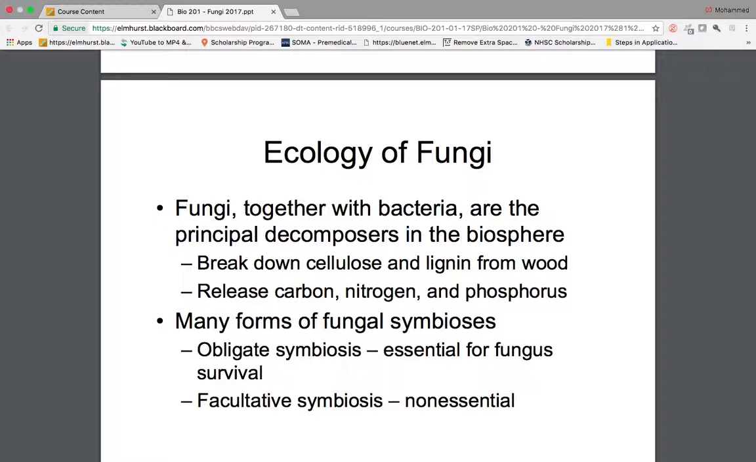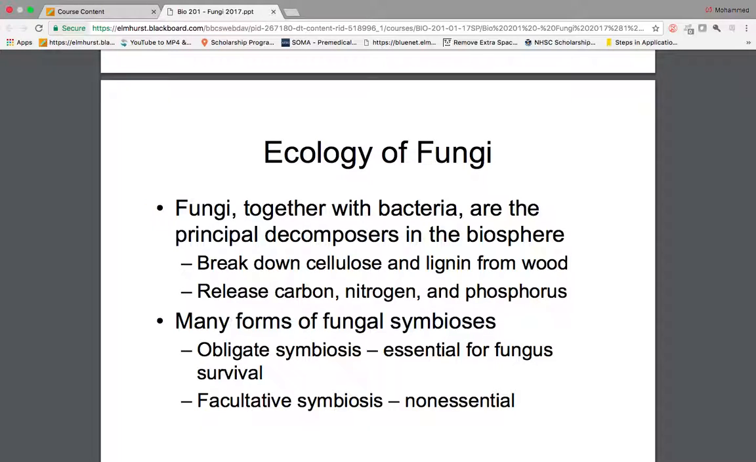They also form lots of symbioses. We've talked about symbioses with plants, but there are fungal symbioses with other things too. Some of those symbioses can be obligate. That's things like arbuscular mycorrhiza, the Glomeromycota, which cannot survive without those interactions with plants. Other ones are facultative. They can survive on their own, but can form these associations.